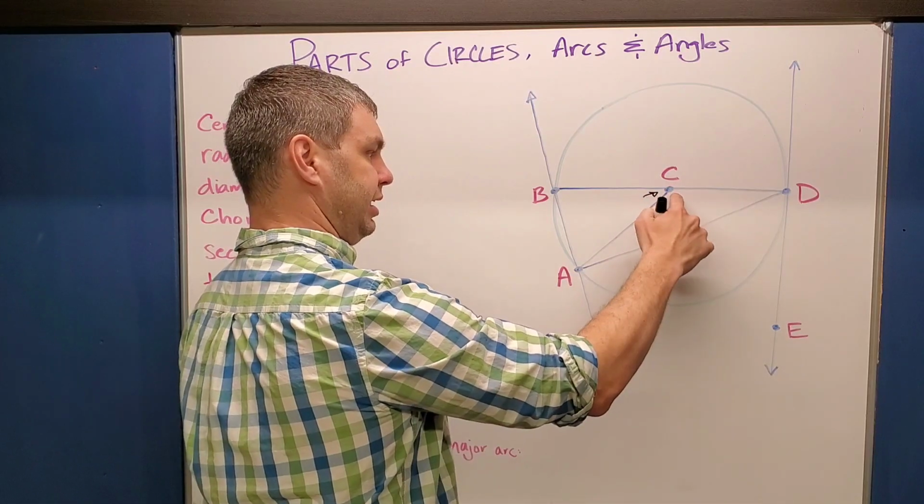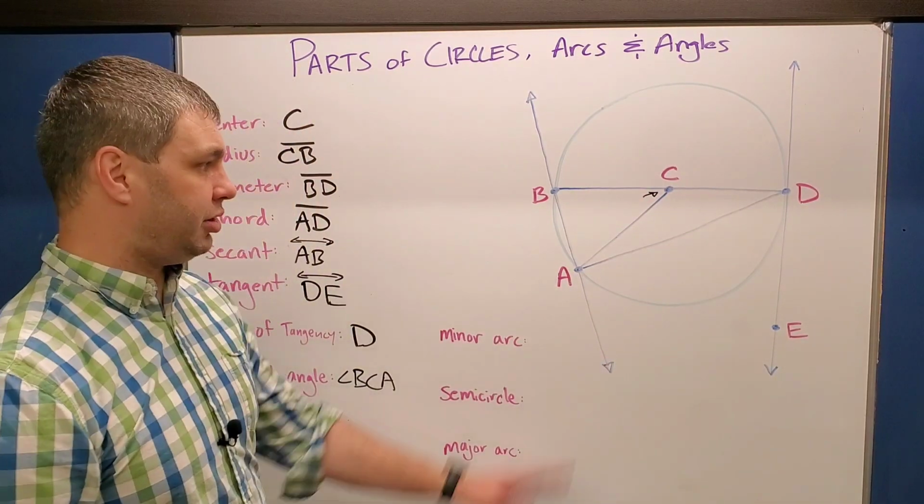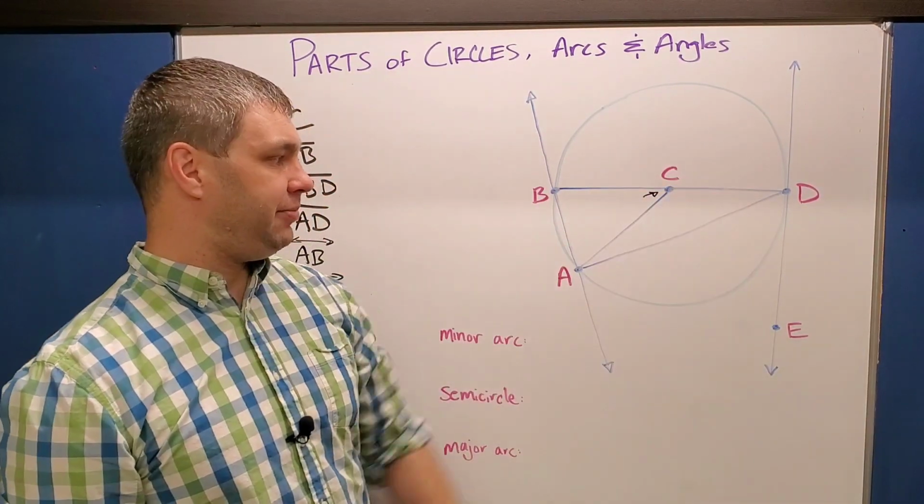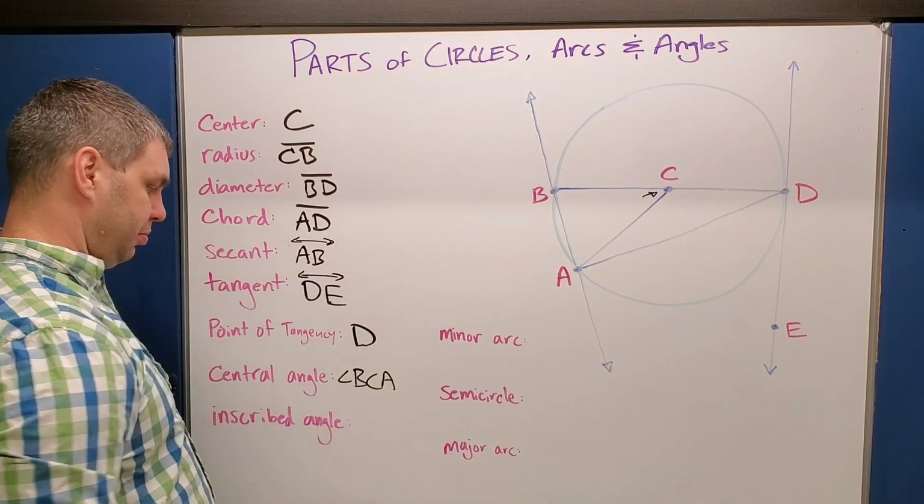That would be this angle right here. That would be a central angle. You can also have a flat angle, say BCD. All right, there's a few different ones, but we'll just go with BCA.